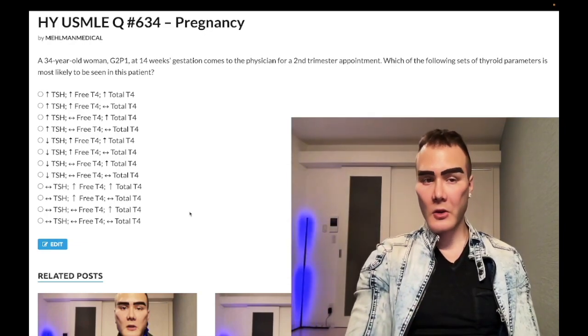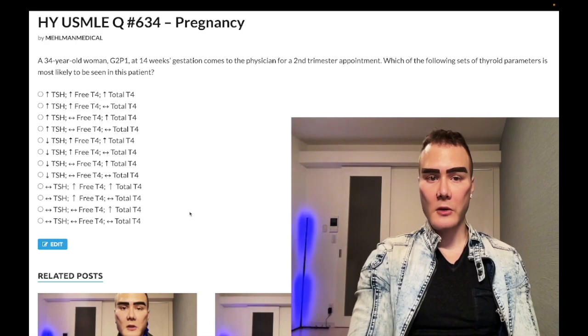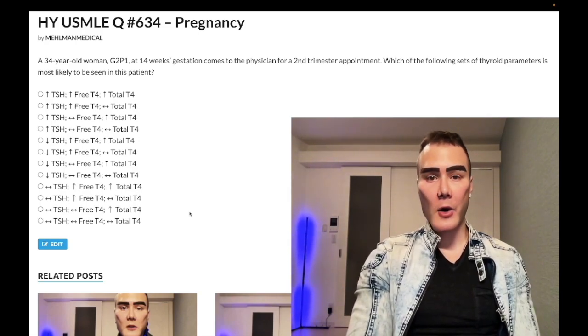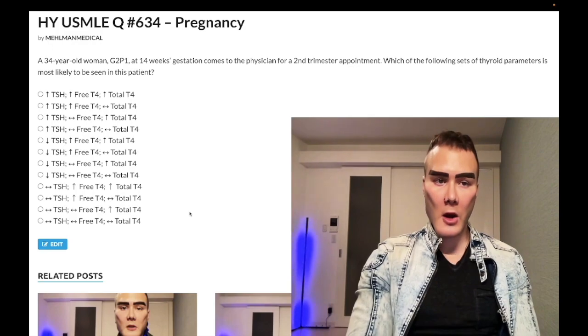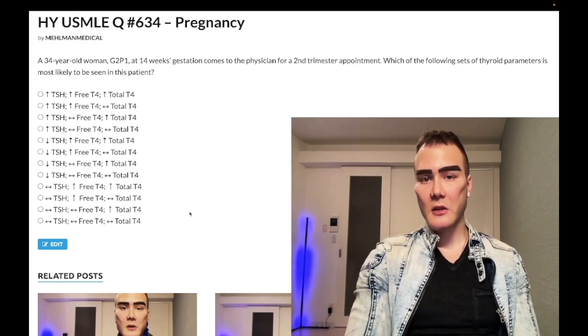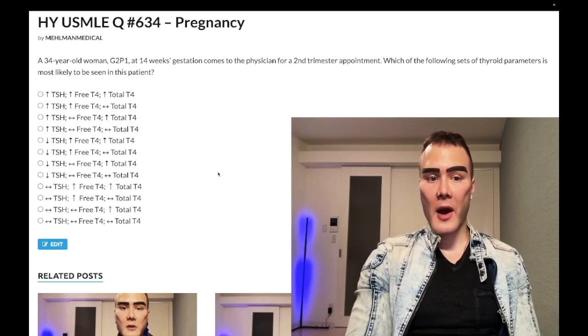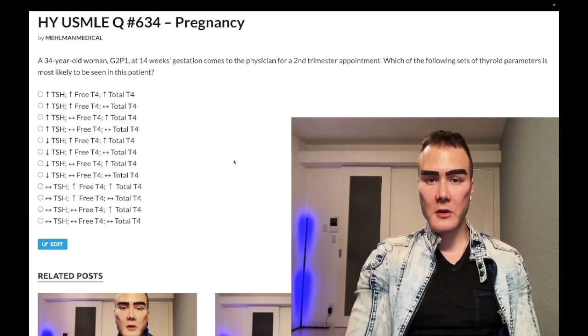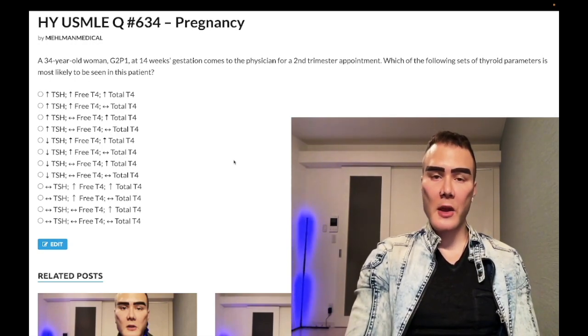Now start the clip. 34-year-old woman, G2, P1, 14 weeks gestation. Question just wants to know, what combination of arrows do we expect for TSH, free T4, and total T4? Now, the discussion of the mechanism in this regard can get very complicated very fast. So what I'm going to do is elucidate things by reverse engineering a reverse discussion where I give you the answer first, and then I'll explain why the arrows are the way they are, okay?